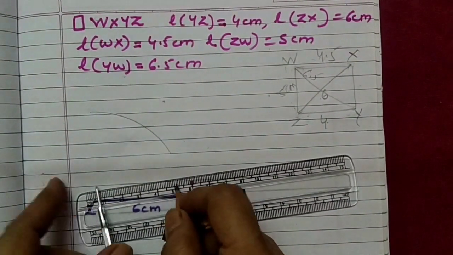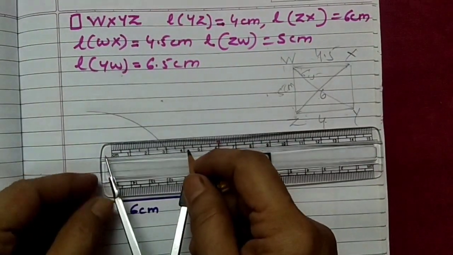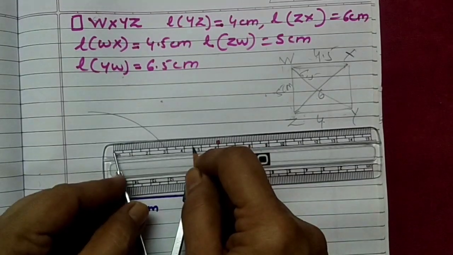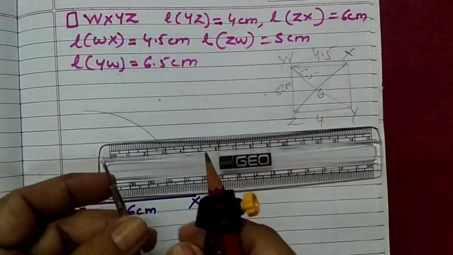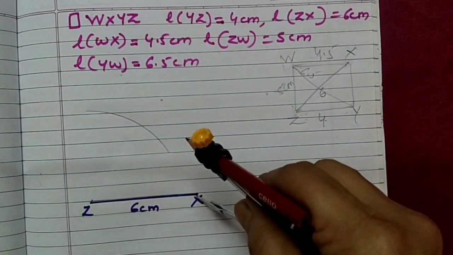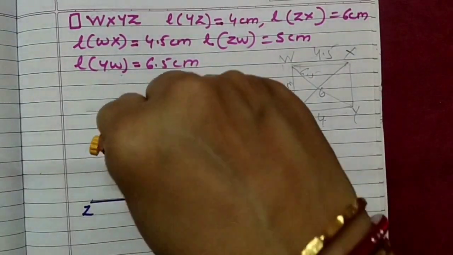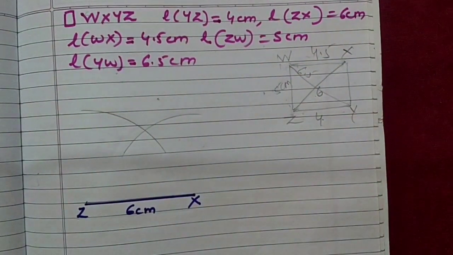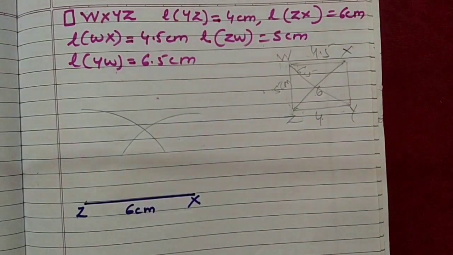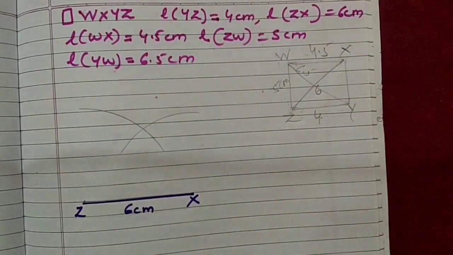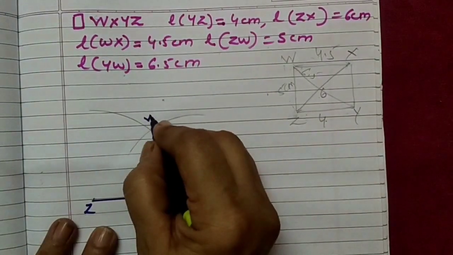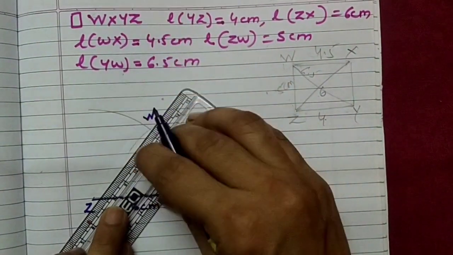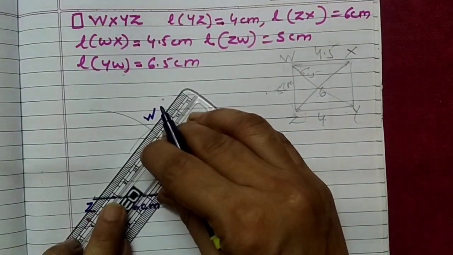So this is 4, this is 4, and this is 5. So 4.5 is between 4 and 5, and here it is again from 1. I will put my point here and cut this arc. Okay, I will cut this arc. Now I will join both this. And what is my point? This is my point W. So I will join point W to point Z.